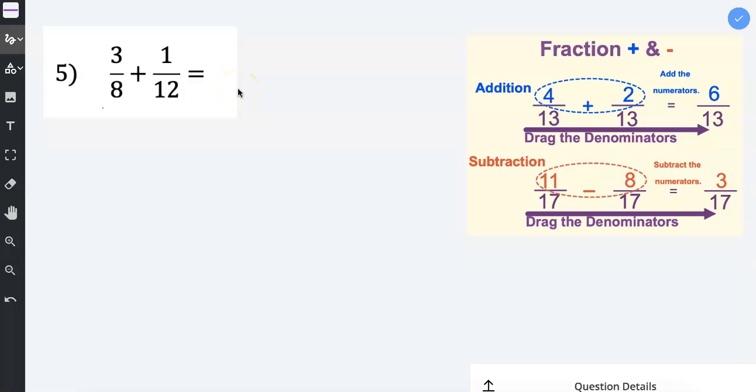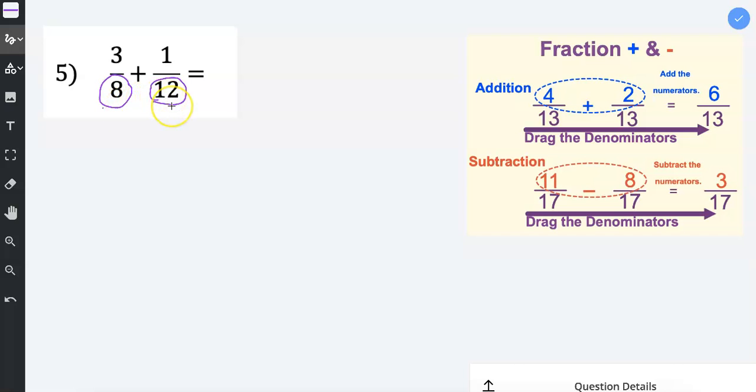Problem number 5. 3/8 plus 1/12. What does that equal to? The first thing I need to do is make sure that the denominators are the same. In this example, the fraction on the left has a denominator of 8, and the fraction on the right has a denominator of 12. So that's a problem.